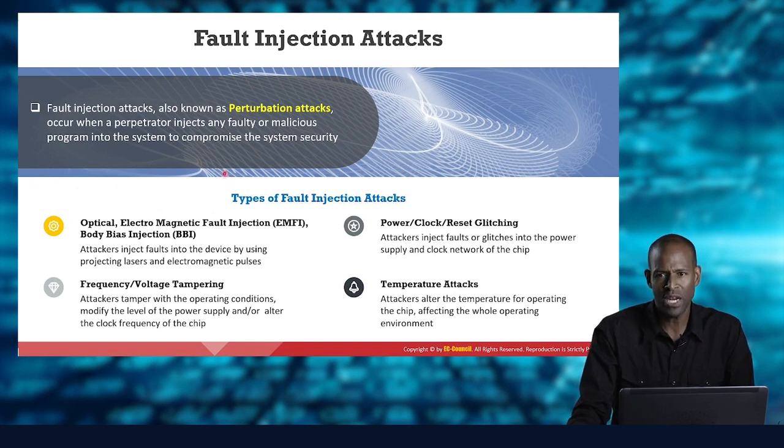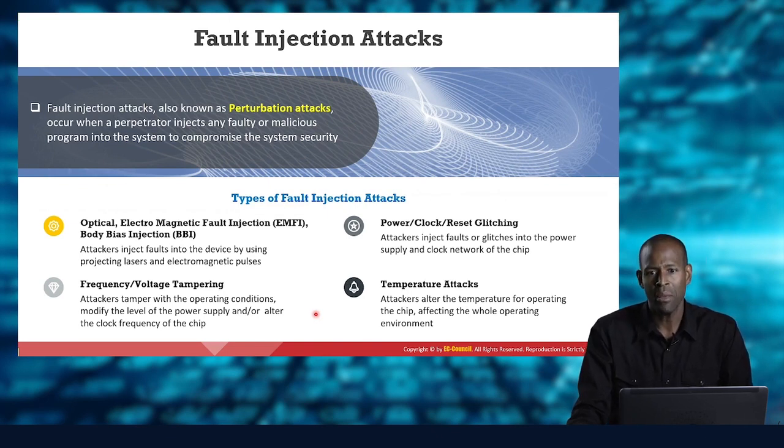There are also fault injection attacks, also known as perturbation attacks, where they'll inject faulty programs into a system and compromise the integrity of that system. We see this mostly in things like EMFI, optical electromagnetic fault injection attacks, or BBI, which are body bias injection. And this is where we introduce faults into lasers, into anything that's producing electromagnetic pulses, which is a lot of equipment, especially at the scientific and experimental level.